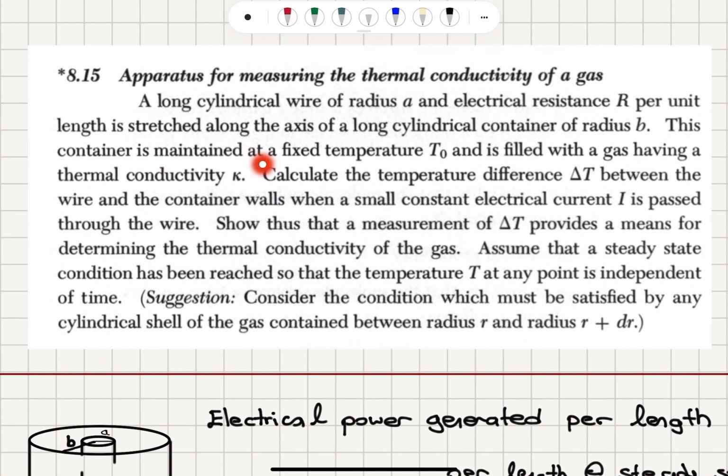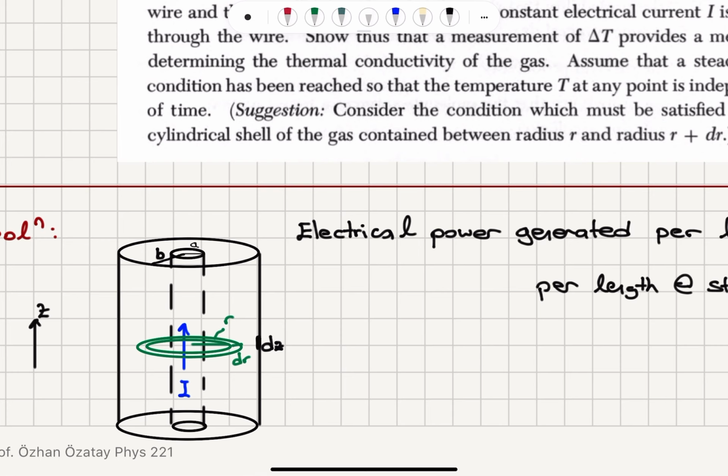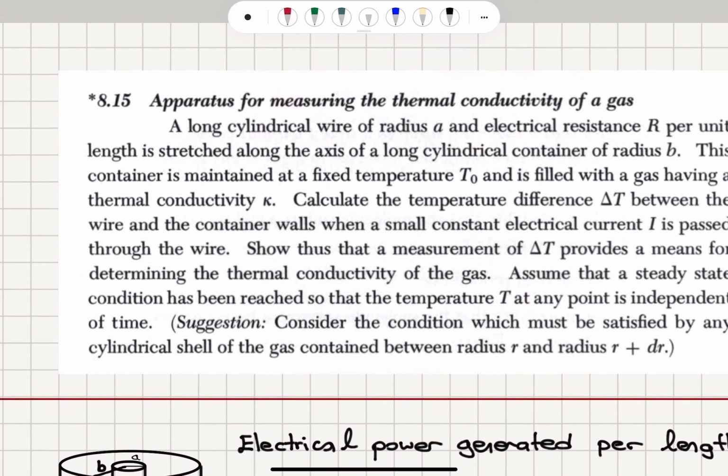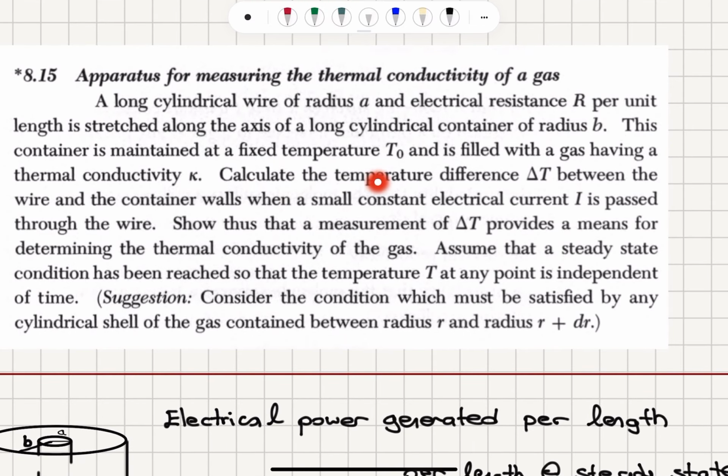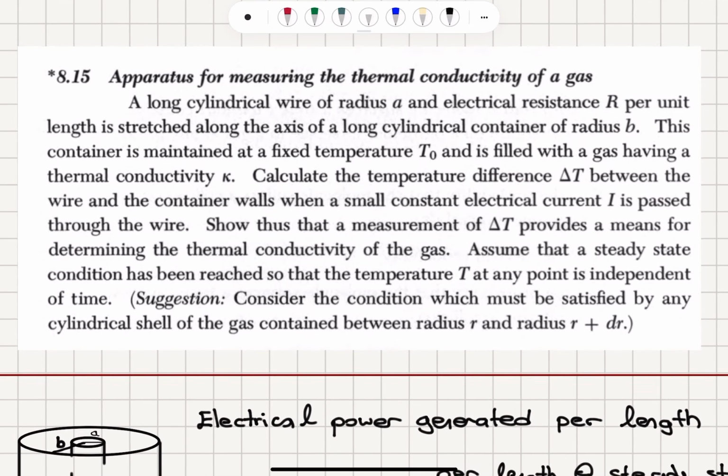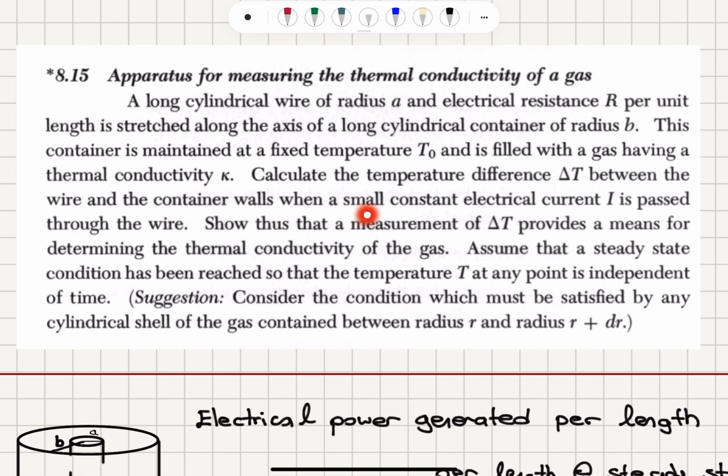This container is maintained at a fixed temperature T0 and is filled with a gas having a thermal conductivity kappa. So this is at T0. It's filled with a gas that has thermal conductivity kappa. Calculate the temperature difference delta T between the wire and the container walls when a small constant electrical current I is passed through the wire.